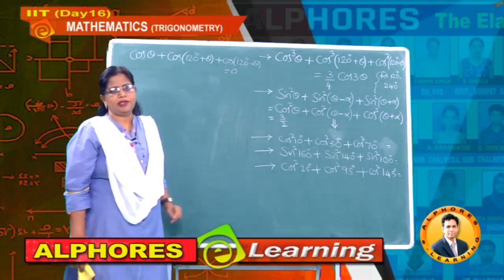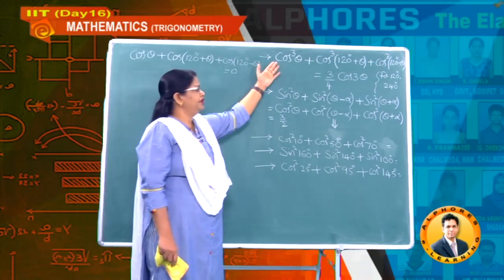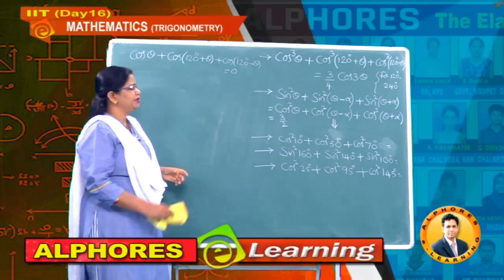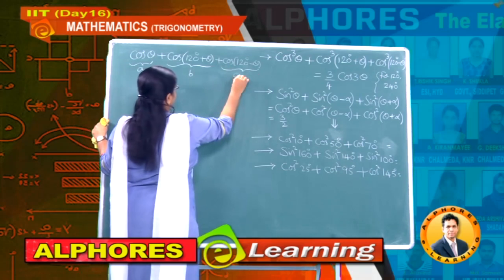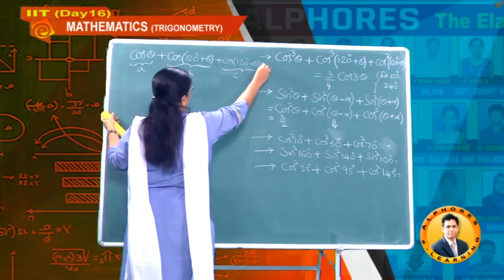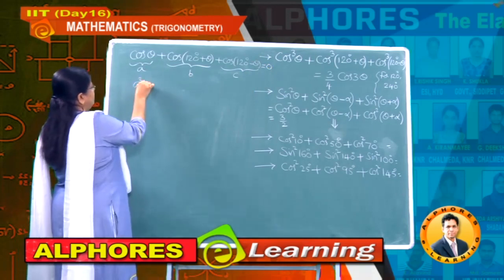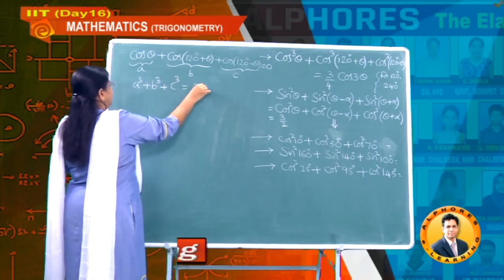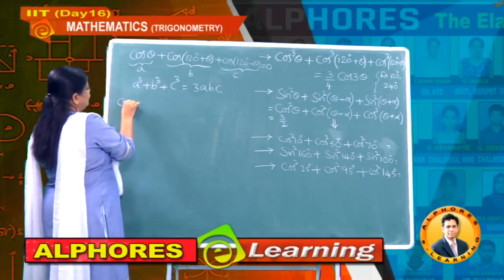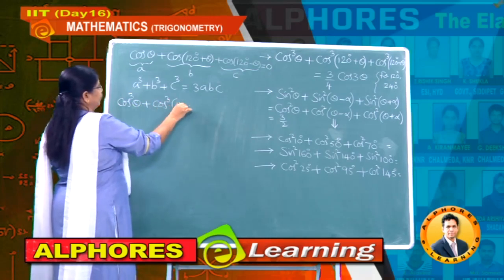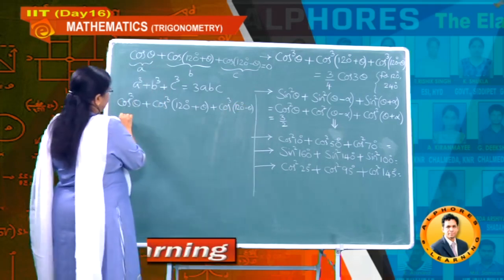Now we have this result in hand and this one we have to prove. Thereby you can make use of the algebra formula: if a plus b plus c equals 0, then a cube plus b cube plus c cube equals 3abc. Here take this first value as a, this next value as b, and the next value as c. Understand? a plus b plus c is the known result, equal to 0. As that value is 0, we have a cube plus b cube plus c cube equal to 3abc. Applying this concept, cos cube theta plus cos cube (120 plus theta) plus cos cube (120 minus theta) equals nothing but 3 times abc.